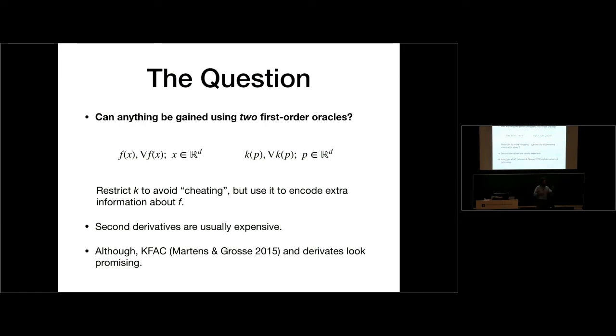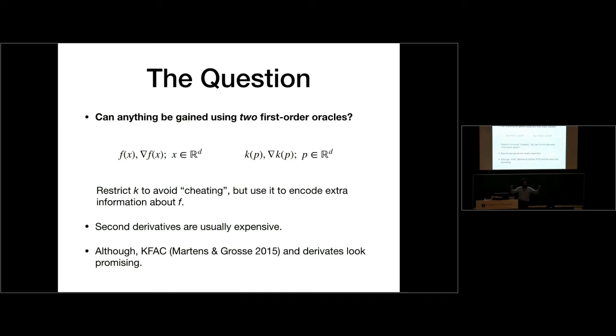Instead of just using the gradients of our function, suppose we're given access to the gradients of another function. This is going to be denoted throughout the talk as k. And k is going to be defined over the same space, the same number of parameters. And we're going to ask, can we design algorithms that use both the gradient of our function and another function in order to speed up optimization?